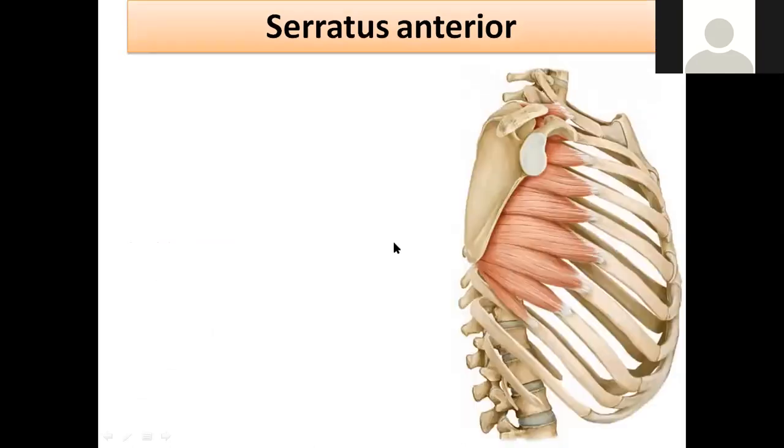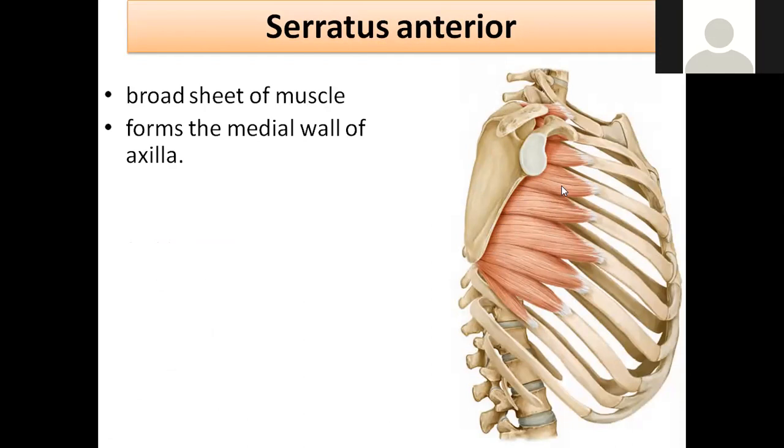That is serratus anterior. So serratus anterior is the muscle which is actually coming from the lateral aspect of the upper 8 ribs, and its insertion goes to the scapula bone. The scapula bone has a dorsal aspect and then it has a costal aspect. Okay, costal aspect, medial border, it gets inserted. So it's a broad sheet of muscle which forms the medial wall of the axilla.